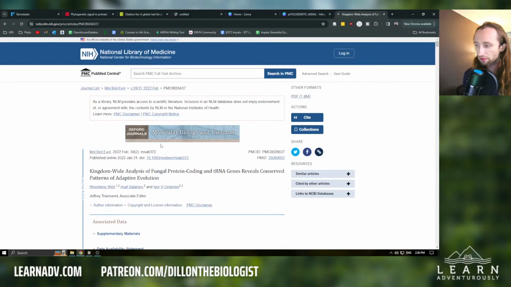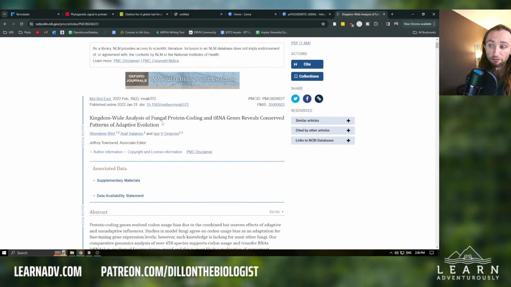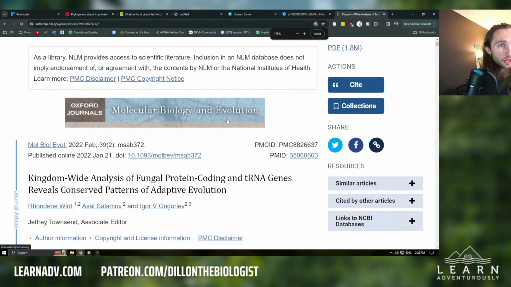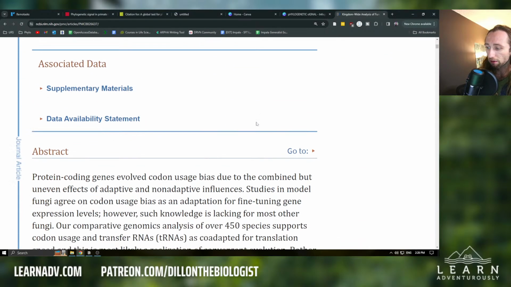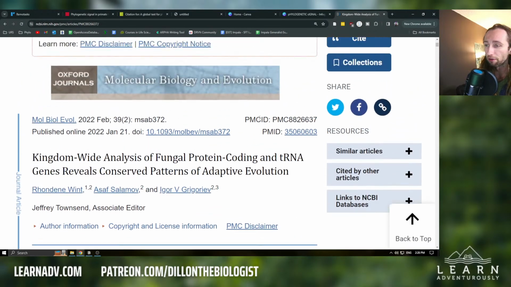So a lot of times, here's a good example here. Kingdom-wide analysis of fungal protein coding and tRNA genes. Let's make this a little bit larger for y'all. Reveals conserved patterns of adaptive evolution. So yeah, there absolutely is literature out there for the fungi world. And this is a cool example too, that you can actually look at the individual protein coding genes and detect signal.